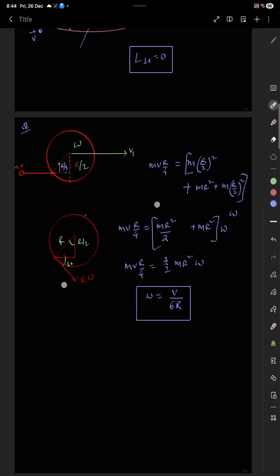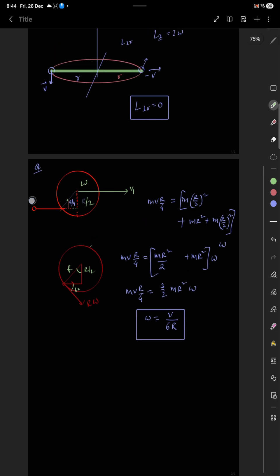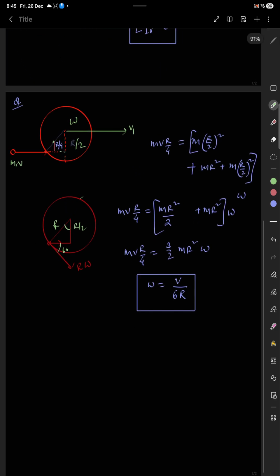In this question, there is a ball of mass m and velocity v hitting a hoop. The mass of the hoop is also m, and you need to find out the omega of the hoop. This question can be approached in two ways. First, if you sit at this position, then you can analyze.